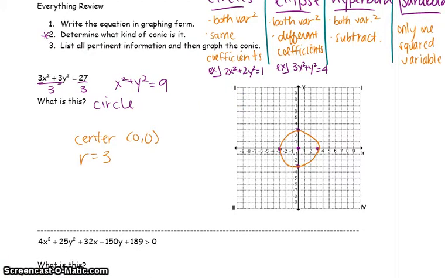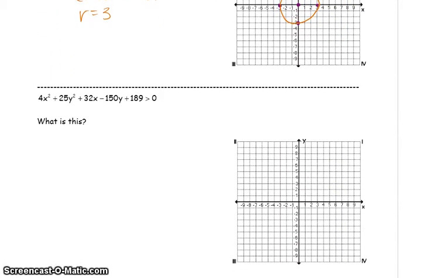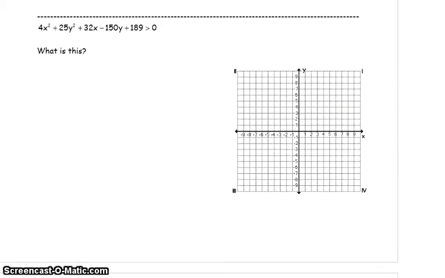Okay, so your circle should look something like this. Center at 0, 0. Your radius is 3, because remember in our equation, the 9 is our r squared. So we plot our center, 0, 0. We go 3 up, down, left, and right. Connect the dots. That's our circle. Okay, so moving on to this next one.